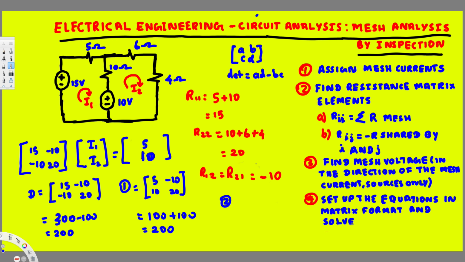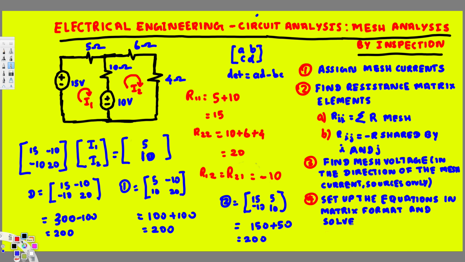And again, to find the second current, we have to swap this one with the second column. First column remains the same, that's going to be 15, minus 10, and the second column changes into 5, 10. Again, we have to find the determinant of this one. That's going to be 15 times 10, 150, minus minus 50, that's going to be plus 50, again that's going to be 200. So this is also 200.